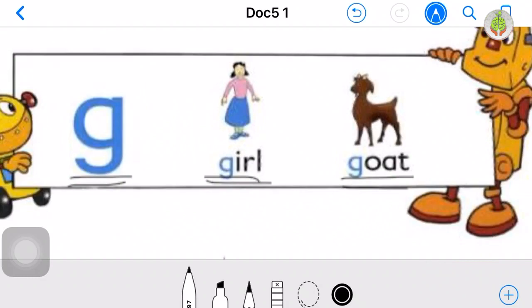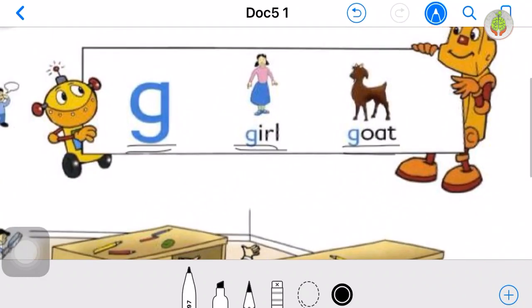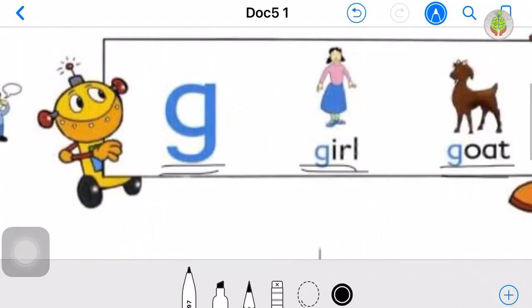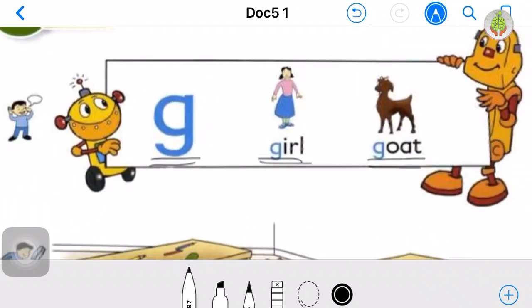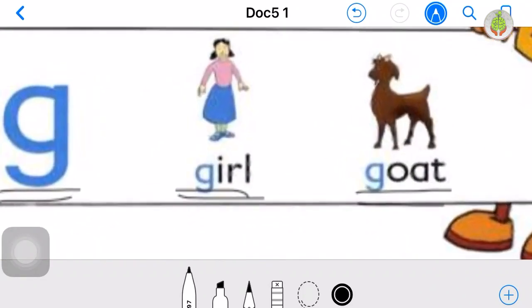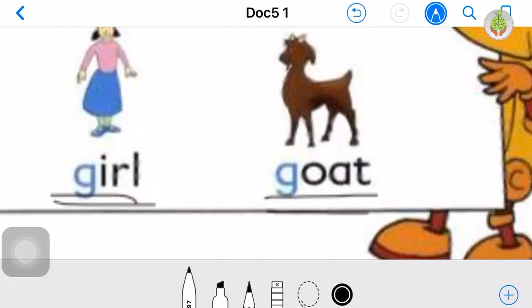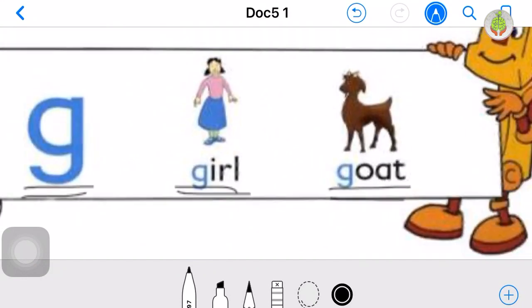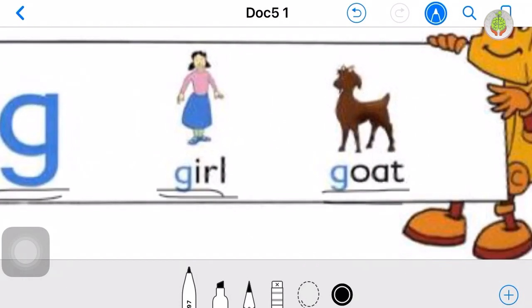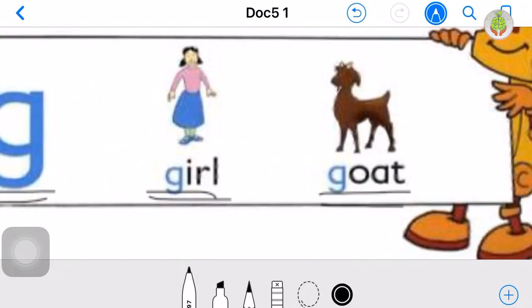So we've just listened to the audio. So what's the sound of the letter G? It's G, G, G, as in girl, girl, and goat, goat. And we have so many words that start with G, like girl, girl means فتاة, and goat, goat means معزة.